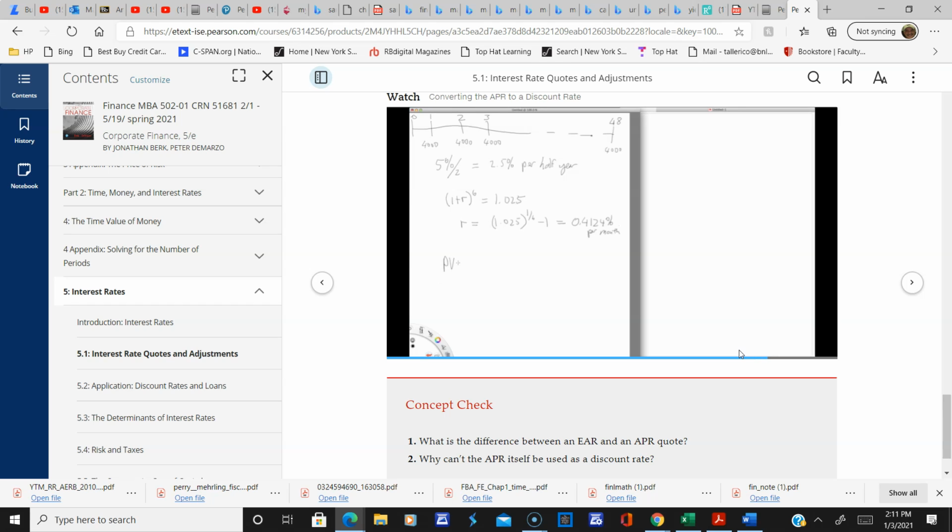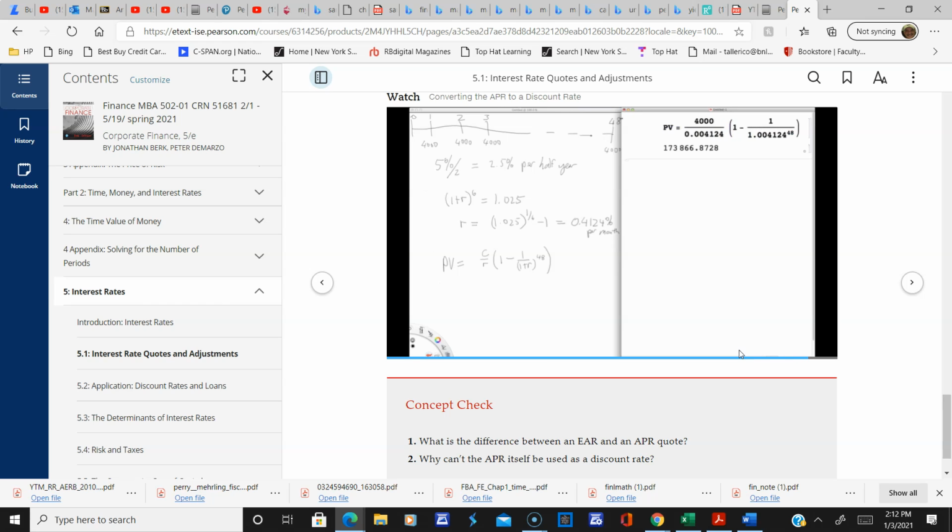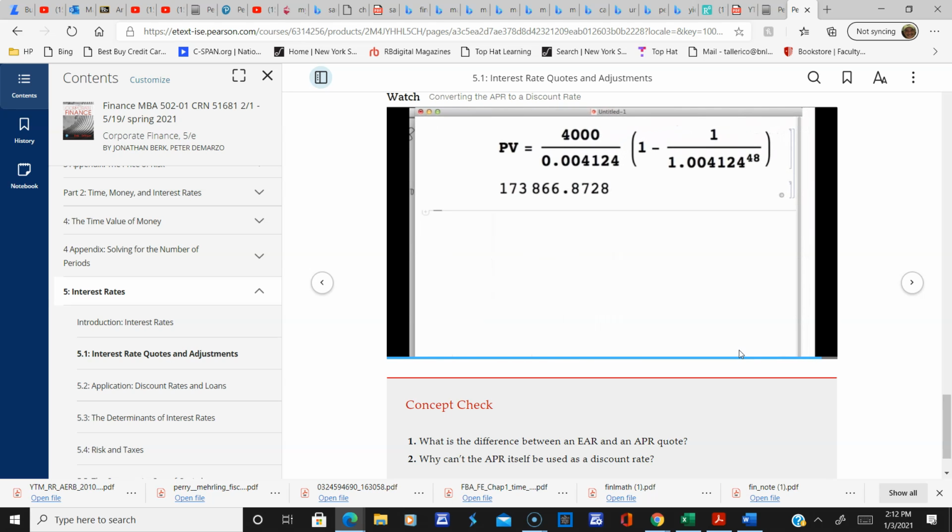Now that we have the discount rate, we just use the annuity formula to calculate the present value of the payments. The payments are worth about $174,000. So you're better off paying cash today than leasing your telephone equipment.